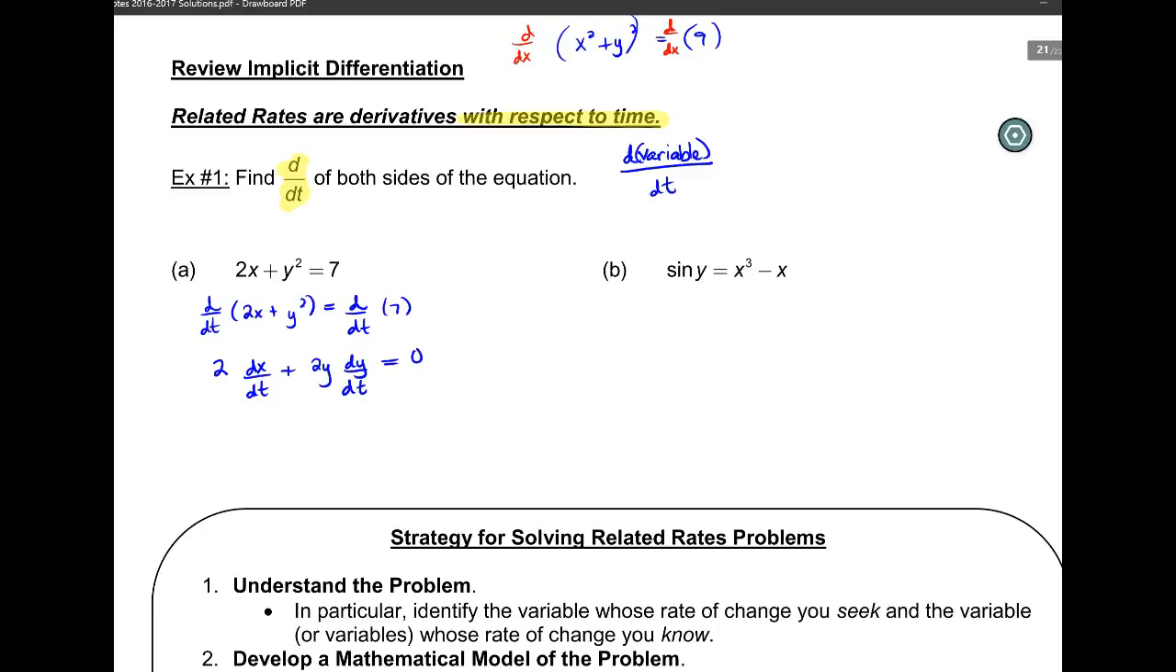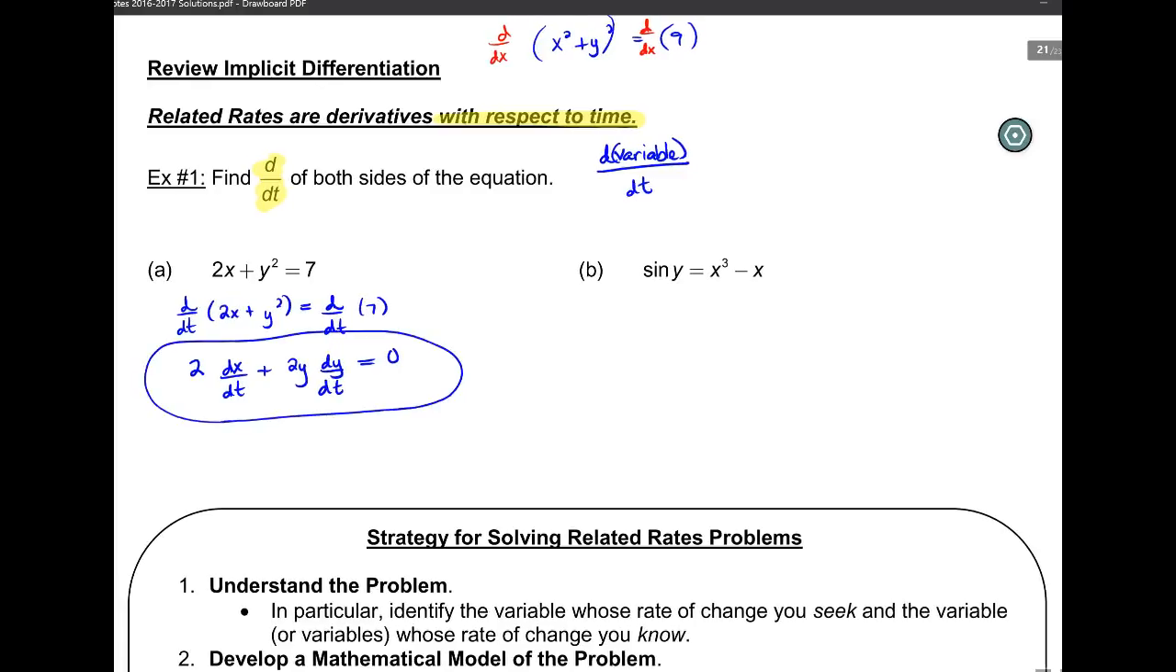Now, when we actually do the rates problems, we are going to substitute values in here. But we'll just leave it like that for now. Okay. Over here, we want d dt of sine of y equals d dt of x cubed minus x. So here we're going to have to do cosine of y dy dt, and then on the right side we have 3x squared dx dt minus 1 dx dt.